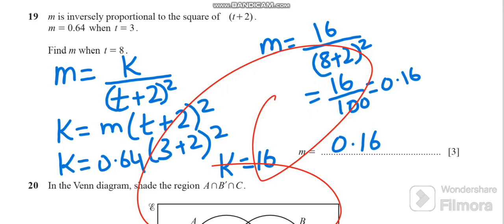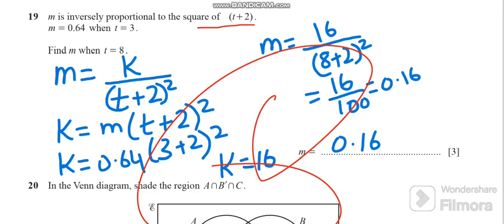Question 19 states m is inversely proportional to the square of t plus 2. So find the m when t is 8. So what we will do is, first it's inversely proportional to the square of t plus 2, so t plus 2 to the power of 2, and it will be m is equal to k divided by t plus 2 in brackets to the power of 2.